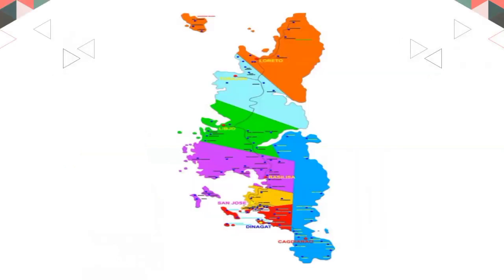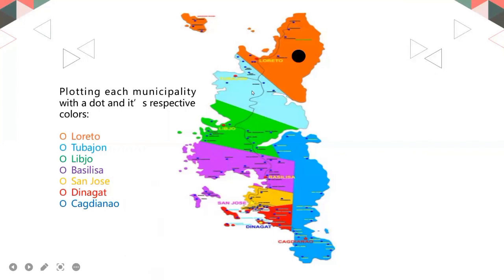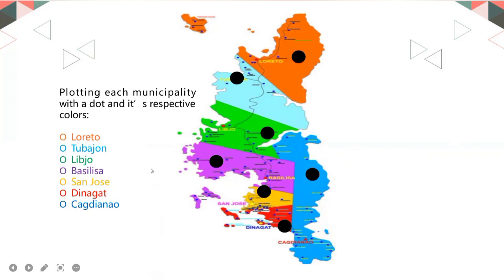So considering this map, we need to put some dots in each municipality. So Loreto, Tubajon, Libjo, Basilisa, San Jose, Dinagat, and Cagdianao. So in this kind of diagram, we need to connect every vertex. The edges would be represented as the distance traveled by a person by land. So from this, we can create a graph of that.